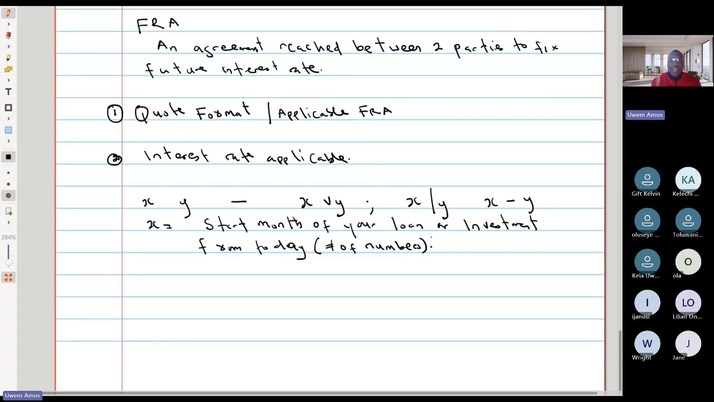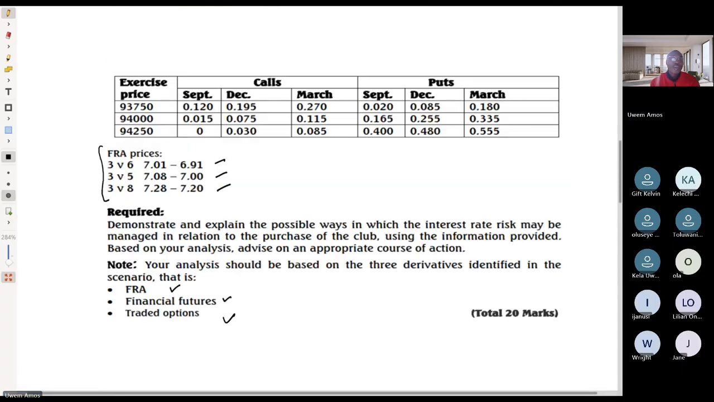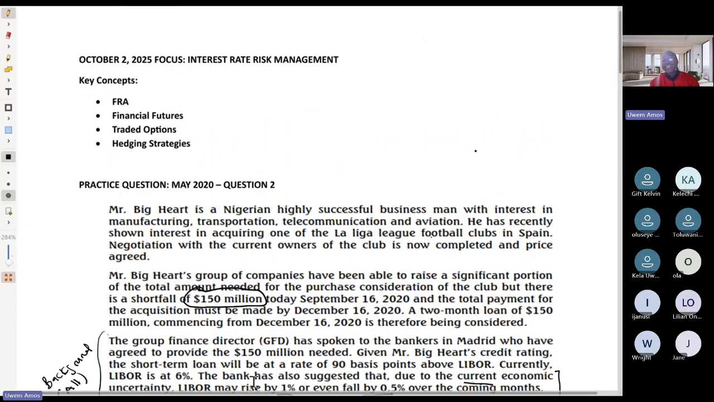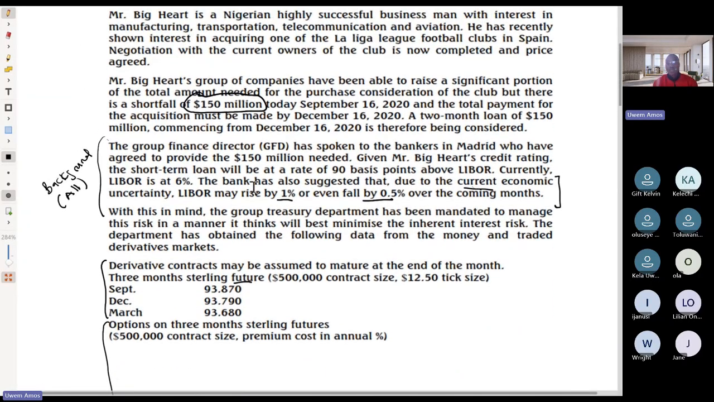So let's go back to Mr. Big Heart and see what the first digit would be. I think they're all three, right? They're all three. But let's even identify for the question how they got that three. The question says that today is September 16th. Mr. Big Heart needs a loan because he needs to buy the club by December 16th. So he needs that loan by December 16th.